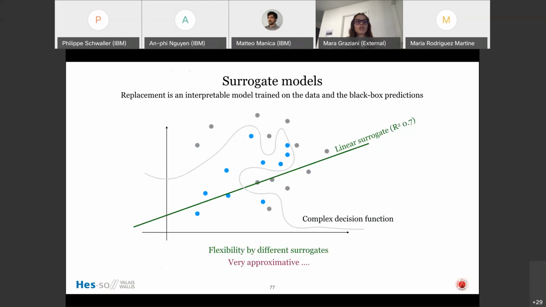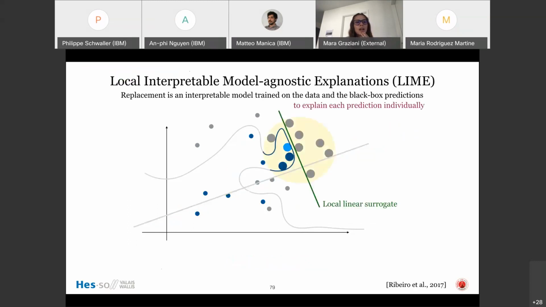The downside of that, though, is that in case of linear surrogates, for example, a linear model may be too strong in some cases. So it's very approximate. In case of decision trees and rule sets also, they would have to be kept quite shallow to have a clear interpretation. Again, this is a global post-hoc approach, and it can be refined even further by looking locally.